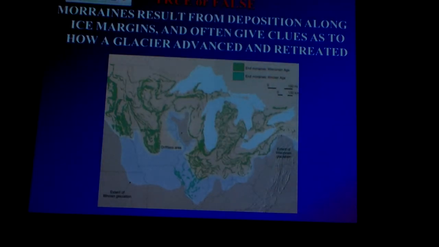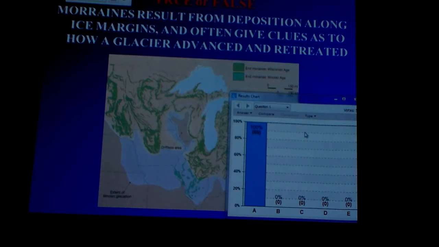True or false? Moraines result from deposition along ice margins and often give clues as to how a glacier advanced and retreated. Okay. Everybody says true.